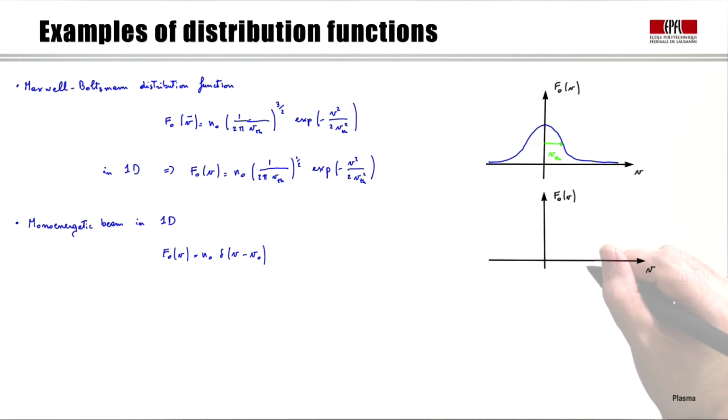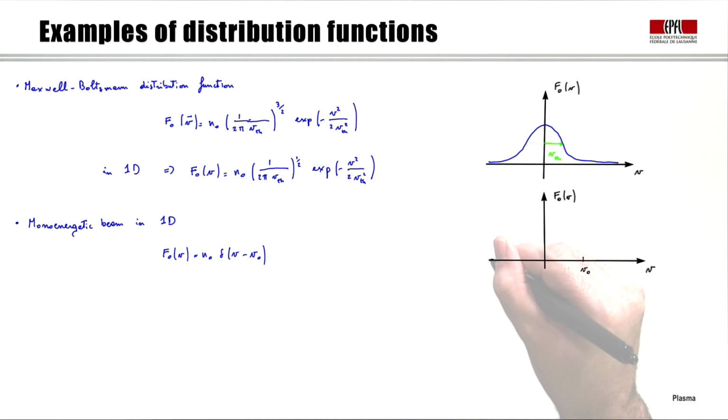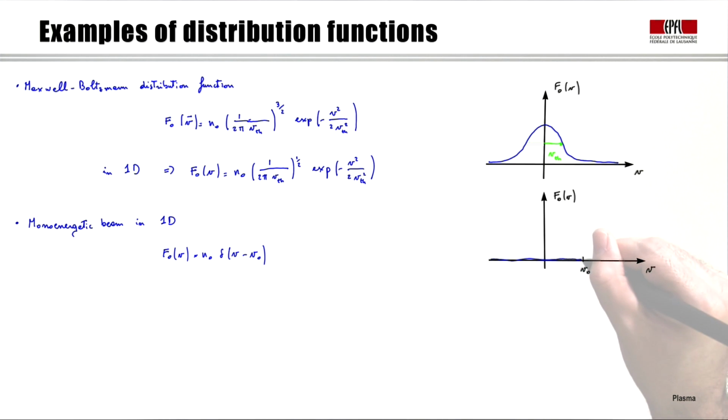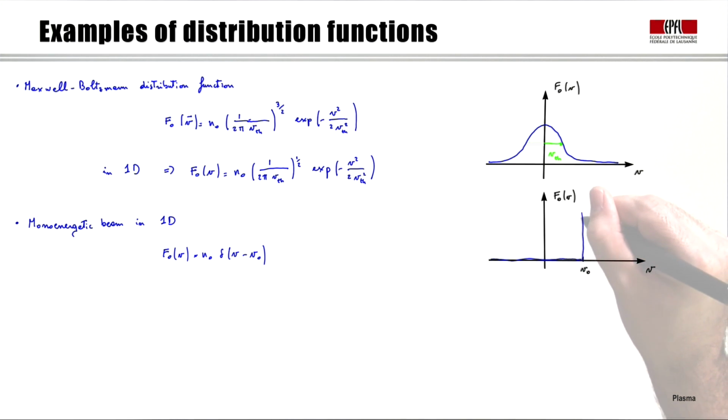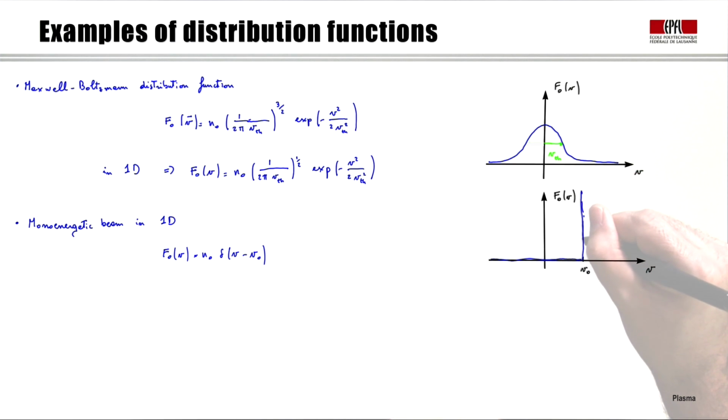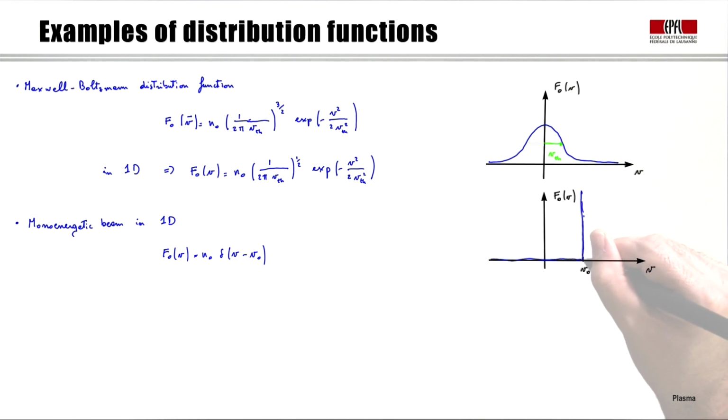The distribution function will be equal to 0 except at v equal to v0. It will be something very close to 0, and then around v equal to v0 it will go up to infinity. Of course, I cannot go off the screen. And then it will fall back to 0.